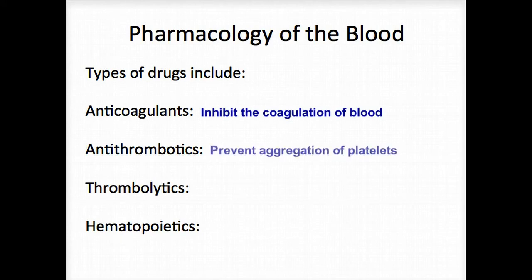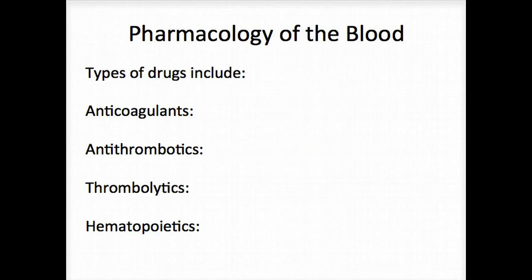The antithrombotics, these are drugs that are going to prevent the aggregation of platelets. So aspirin, clopidogrel, ticlopidine, cilostazol, dipyridamole. And we're going to go through all of these drugs momentarily. Then we have thrombolytics, and their job is to degrade clots that have already formed. So they're going to bust up clots. These drugs include streptokinase, urokinase, tissue plasminogen activator, and there's a few more, and we'll go over all of those.